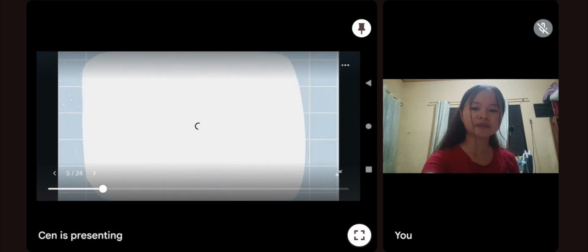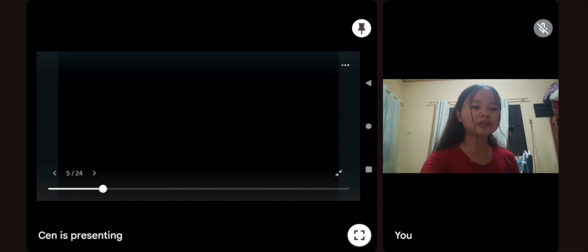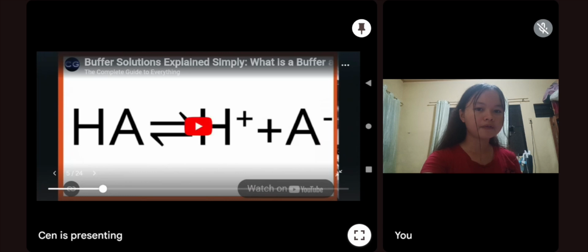Now, how does a buffer solution work? In the next slide, we'll present a video to explain how a buffer solution works, from the Complete Guide to Everything.